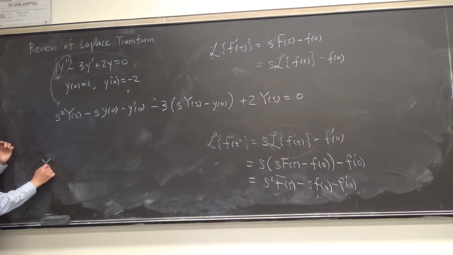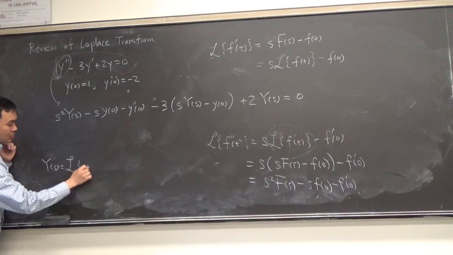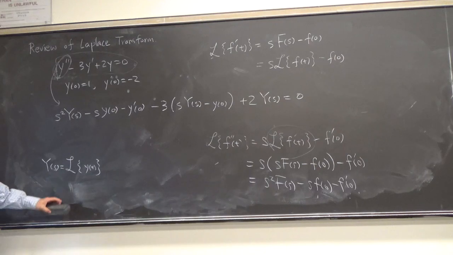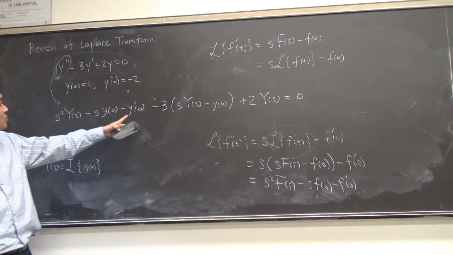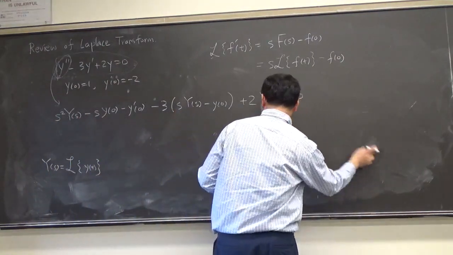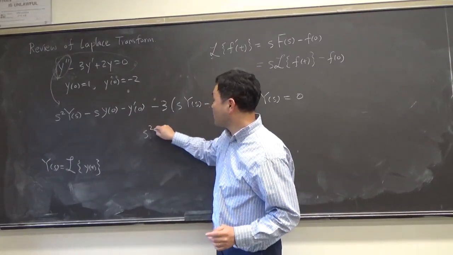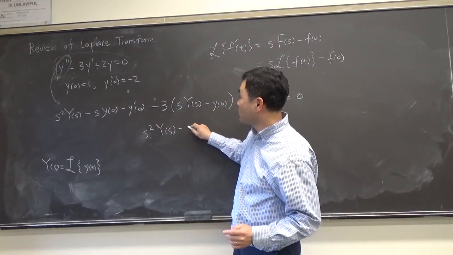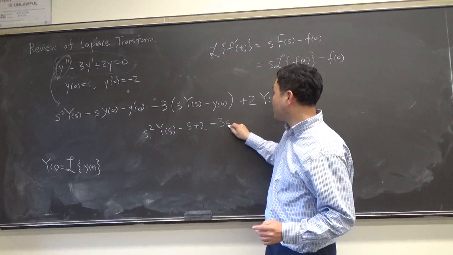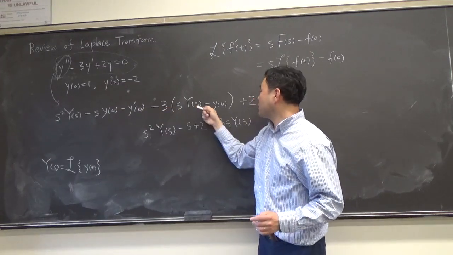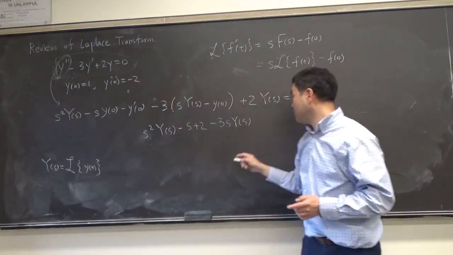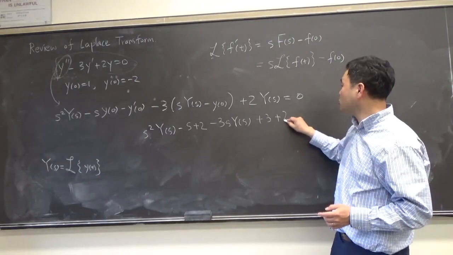Where by definition, capital Y of s means it's the Laplace transform of y. That's the definition of capital Y. I have the value for y of 0, which is 1. Y prime of 0 is negative 2. So if you plug in all the values that we know of, we have s squared Y of s minus s plus 2, minus 3 s Y of s. And it's negative 3 times negative y of 0. Negative 3 times negative 1 is positive 3, plus 3, plus 2 Y of s.